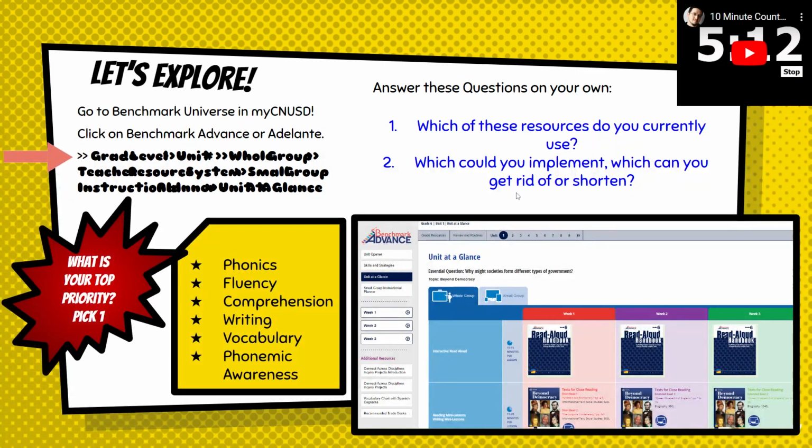One of the things I want you to really focus in on is which of these resources are you actually using and which could you implement, or what can you get rid of or shorten. Think about what is your top priority. What did FastBridge say on its whole group reading recommendation? Did it tell you that your kids need more fluency? Did it give you more of an idea that they could use some more instruction in phonics? Take a little bit more of a deep dive to figure out what's going to meet the needs of your kids best so that you have a plan for when you start your small group instruction.